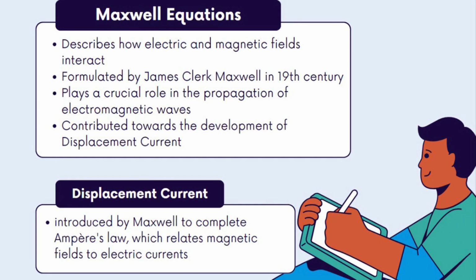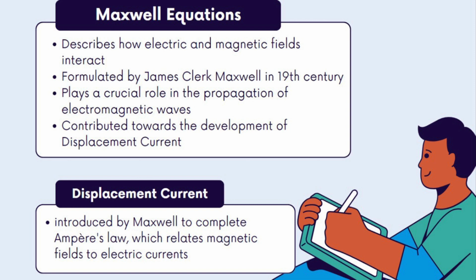Maxwell's equations are a set of fundamental equations in classical electromagnetism that describe how electric and magnetic fields interact. They were formulated by James Clerk Maxwell in the 19th century and are crucial for understanding the behavior of electromagnetic waves, including light. One of the key equations in Maxwell's set is the equation related to displacement current. The displacement current term was introduced by Maxwell to complete Ampere's law, which relates magnetic fields to electric currents.